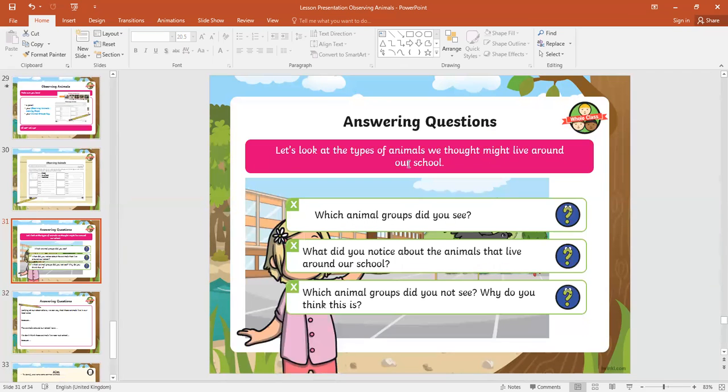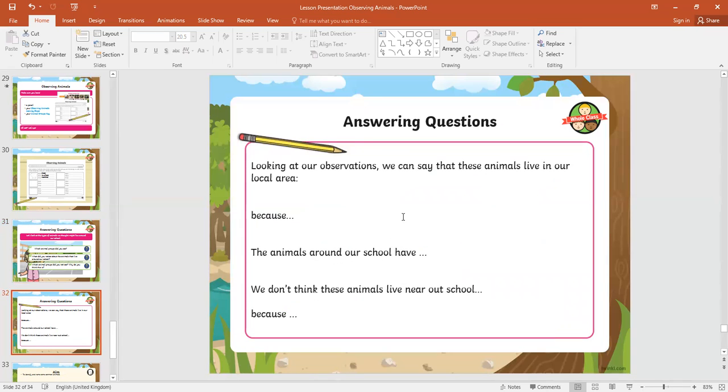Remember to answer these questions. Look at the types of animals we thought might live around our school. Which animal groups did you see? What did you notice about the animals that live around our school? Which animal groups did you not see? Why do you think this is?